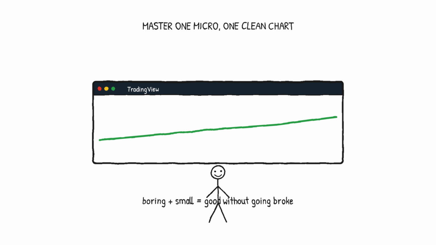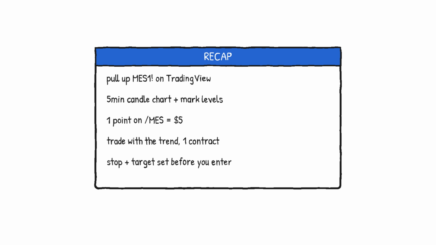Trade with the trend. 1 contract. Set a stop and a target before you enter. Master 1 micro contract on a clean TradingView chart before you ever scale up. Boring and small is exactly how you get good without going broke.